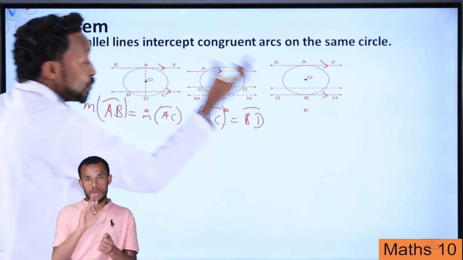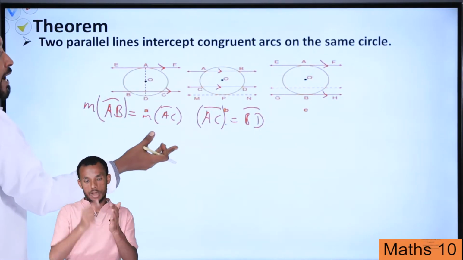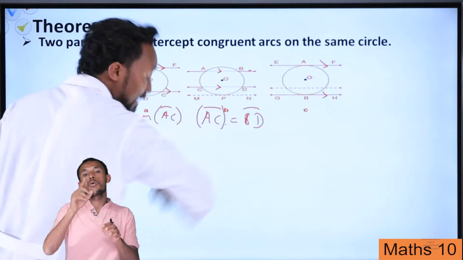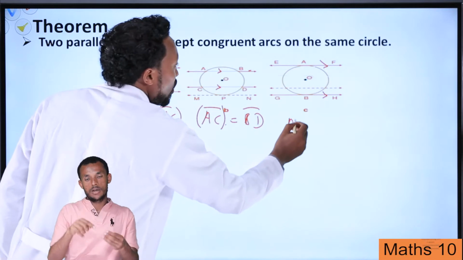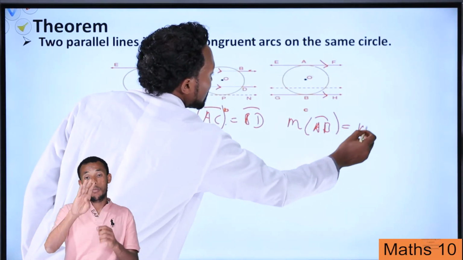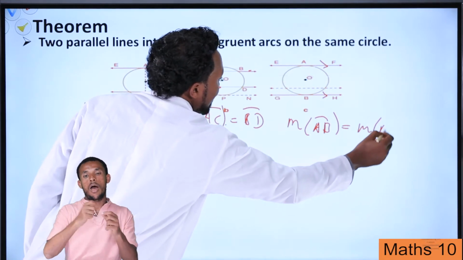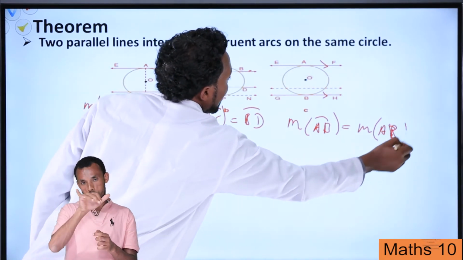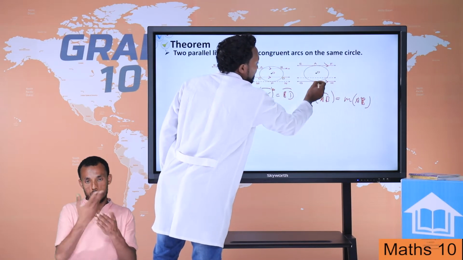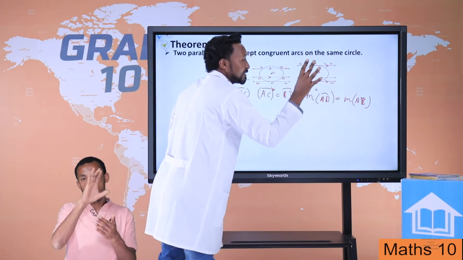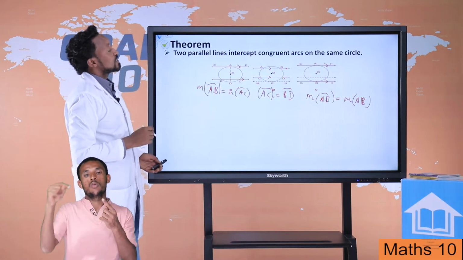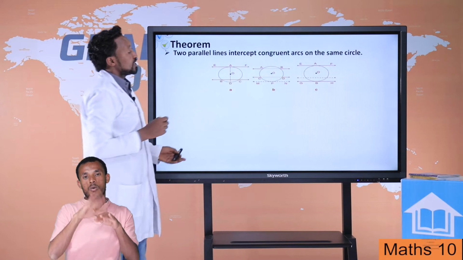And also here two tangent lines. Two tangent lines means the lines touch the circle at one point. Therefore, the measure of arc AB equals the measure of arc AB. That means the same arc here. Here AB, here also AB. These are equal in measure. This is the idea. Two parallel lines intercept congruent arcs.